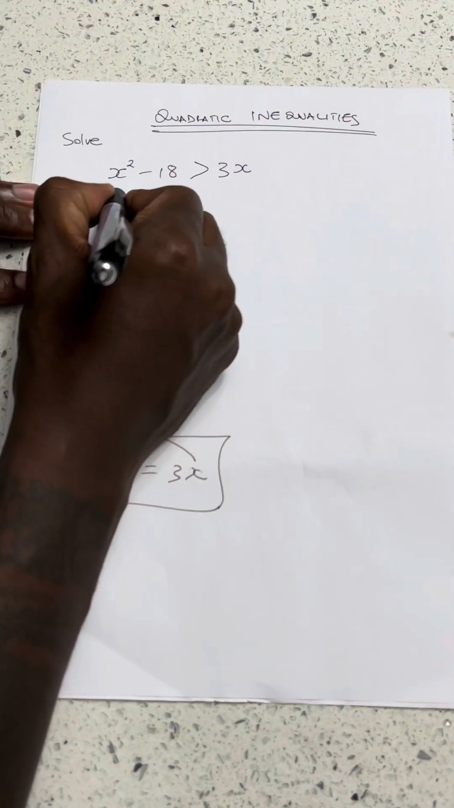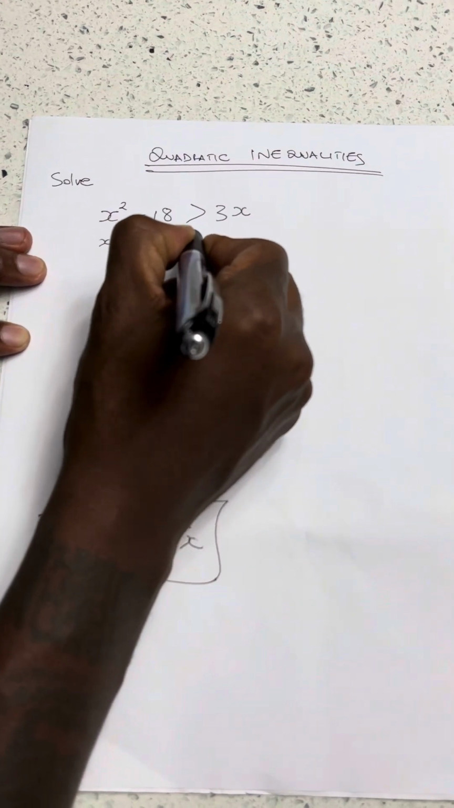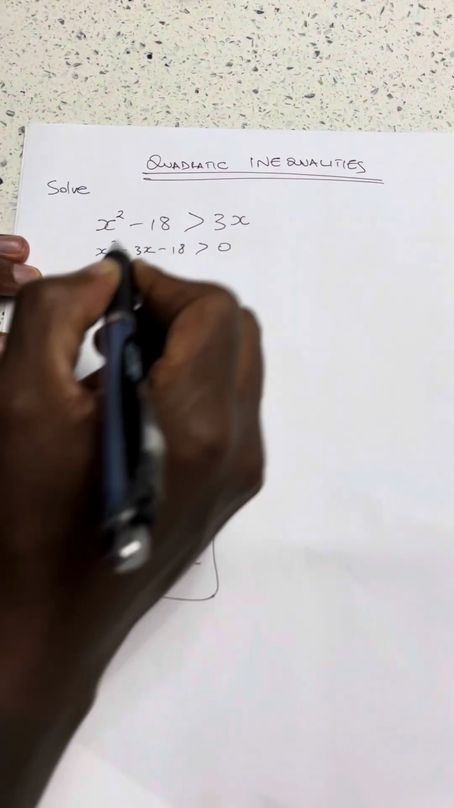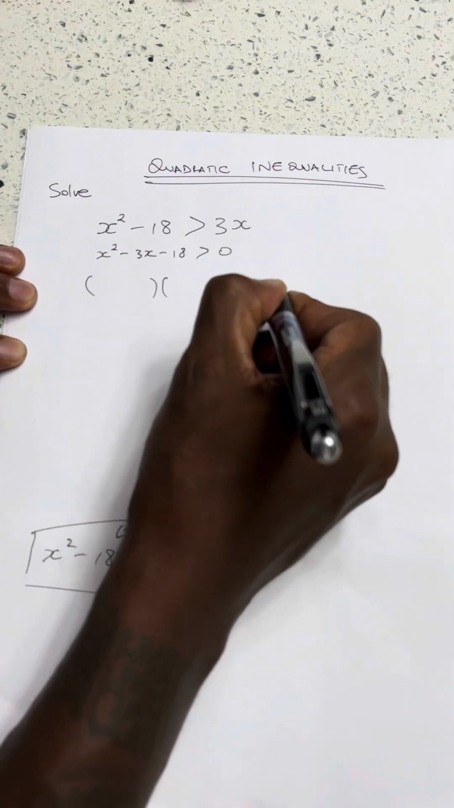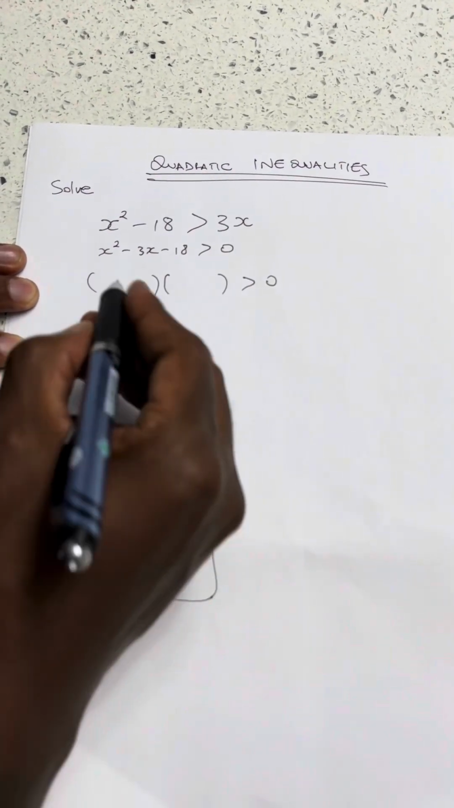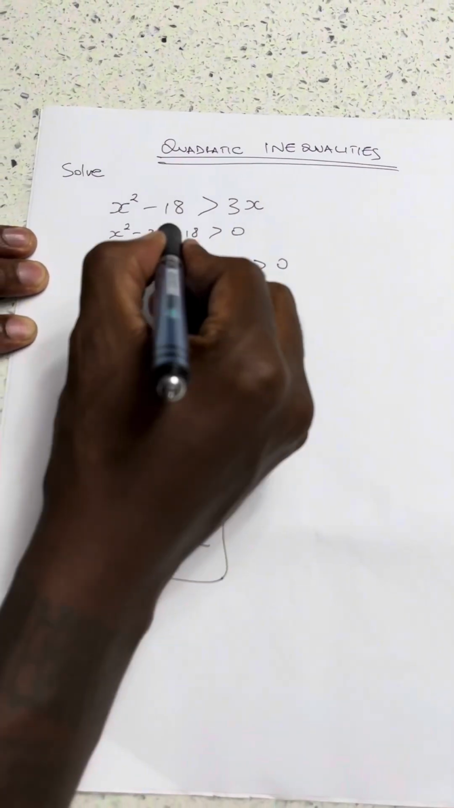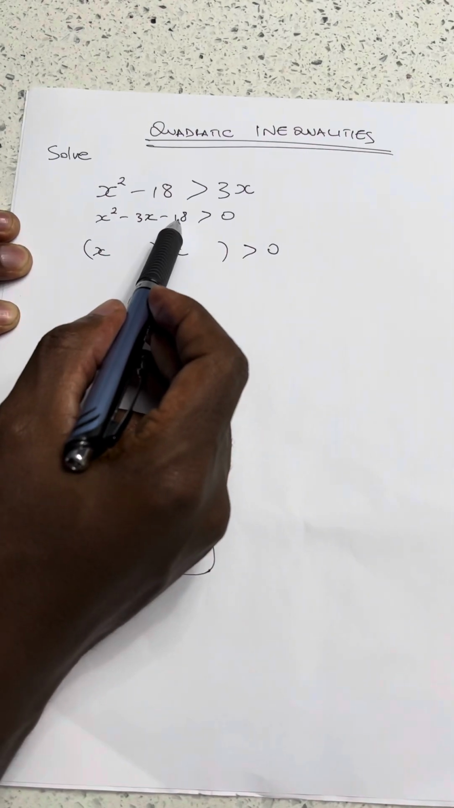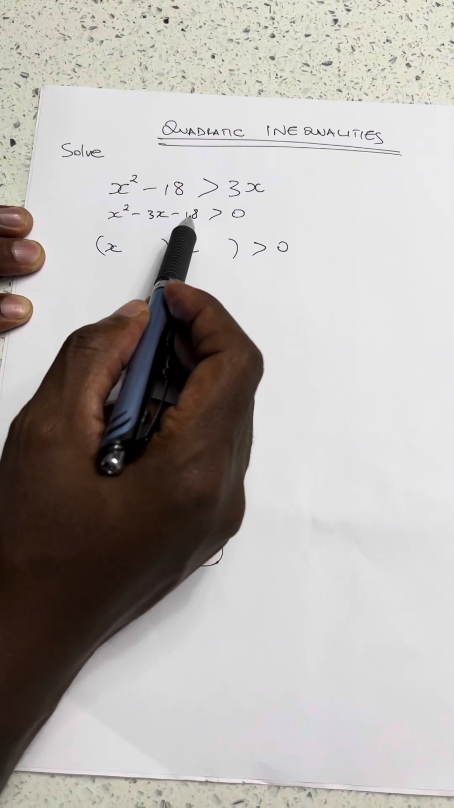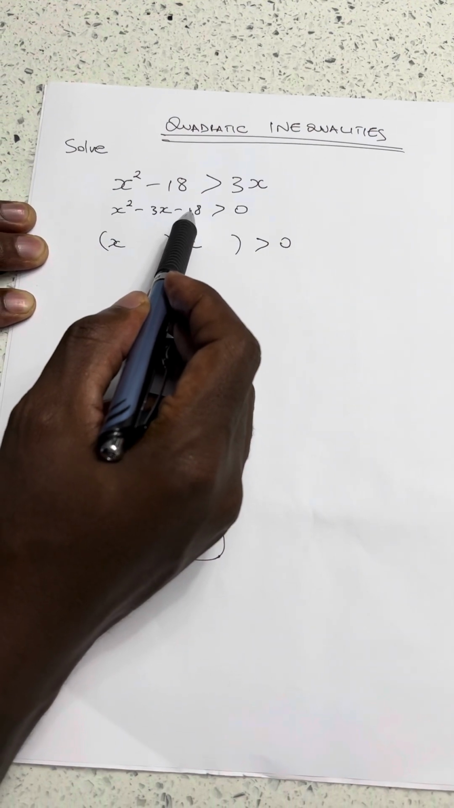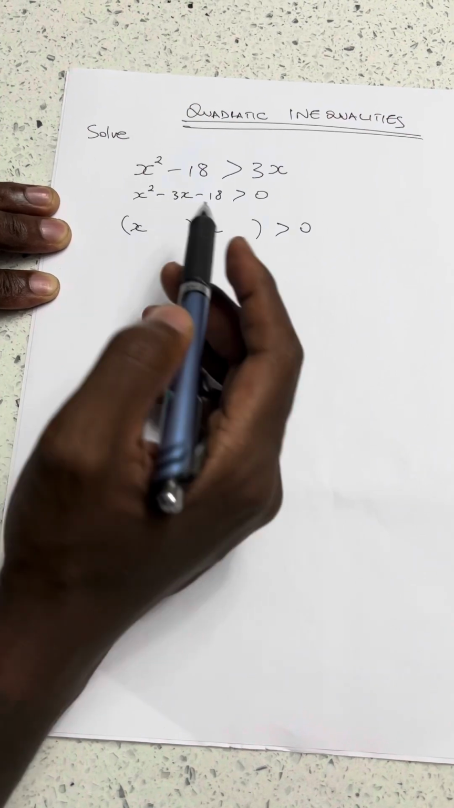So we now have x squared minus 3x minus 18 is greater than 0. We solve this as we would solve a quadratic equation. The sign comes back as it was. We have an x here and an x here. So what now? We want factors of 18. Two numbers whose product is 18, and when you subtract them, you get 3.